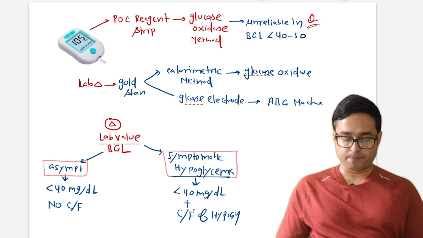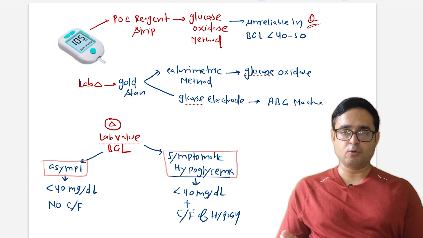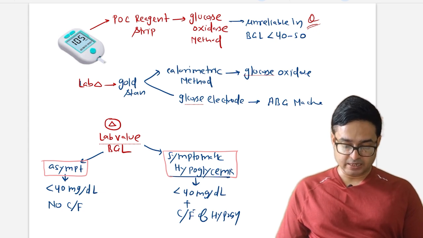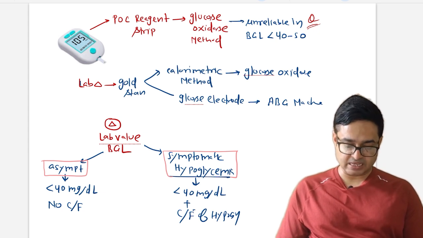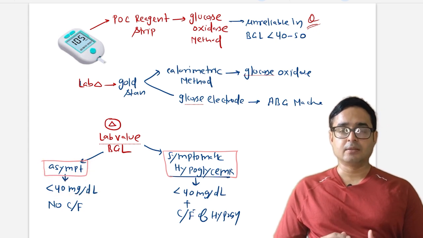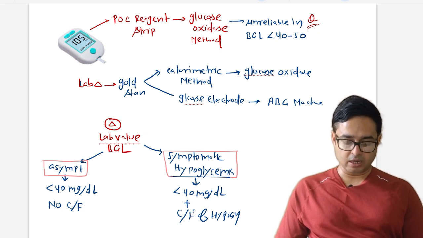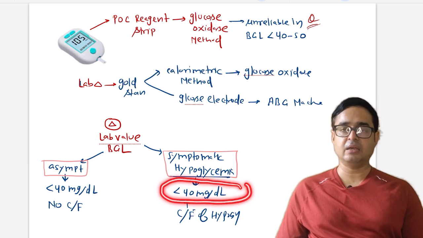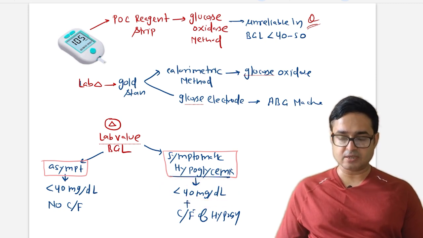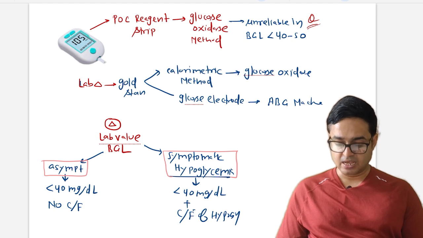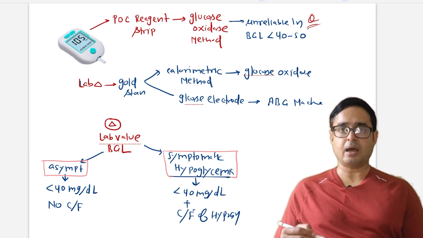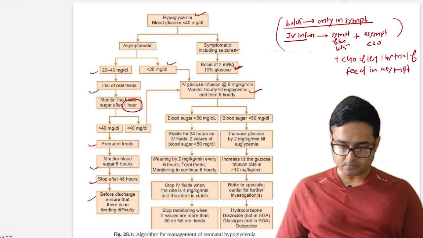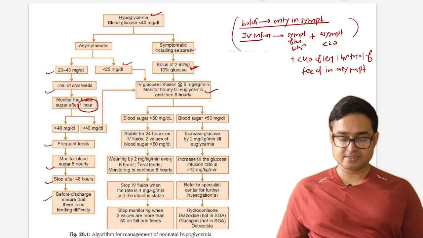So you do blood glucose as a laboratory value. If the newborn is asymptomatic, but you find blood sugar less than 40, you will say this neonate has asymptomatic hypoglycemia. No clinical features are there. But if you find a similar value, less than 40 milligram per deciliter, and the neonate is having symptoms, this will be called symptomatic hypoglycemia. Now we will discuss this table.